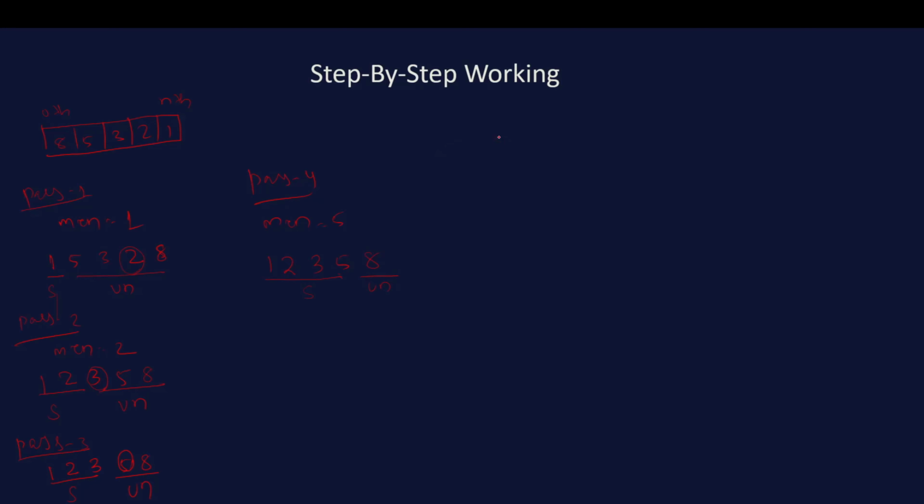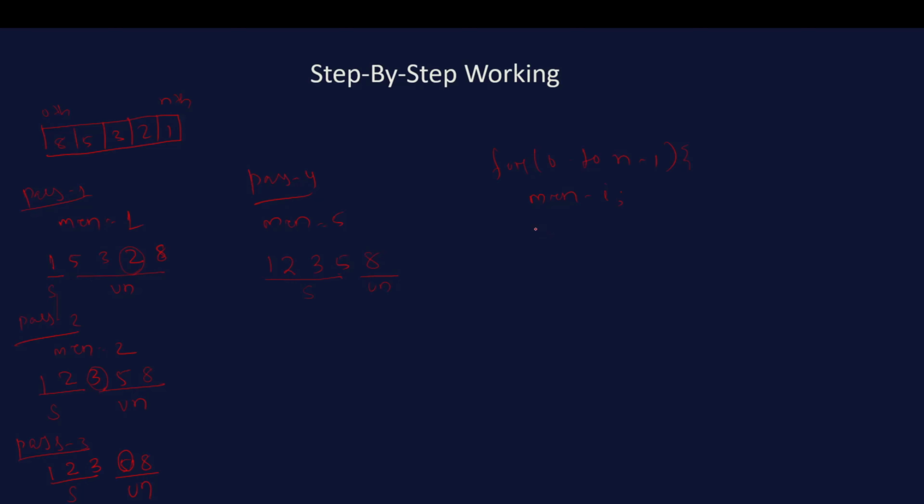Okay, so let's write the algorithm logic for this. I'll go for the loop from 0 to n minus 1. Okay, then we find the minimum element, right? But we are not sure which is the minimum element. So what we will do, we'll take the first element of the unsorted array as the minimum element. So we'll assign the minimum index as the first index itself.